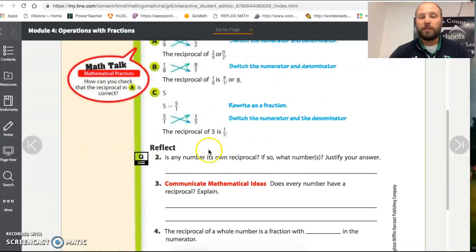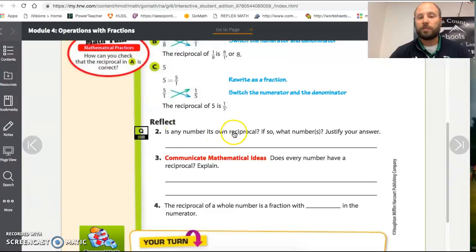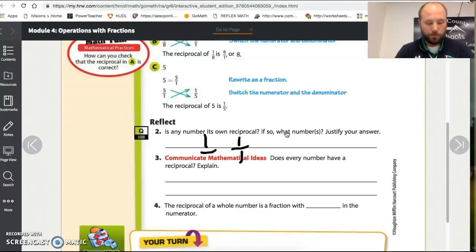So we'll talk about a few of these here. Is any number its own reciprocal? If so, what number? Justify your answer. Okay, so let's talk about this. Is any number its own reciprocal? Well, yes, because what are the reciprocals? What did I say? The reciprocals have to equal what? Well, when they're multiplied together, they have to equal 1. The reciprocal of 1 is 1. Does that make sense? Because if you put it 1 over 1, and flip it, it's still going to equal 1. Okay? So kind of a little bit of a trick question there for you.